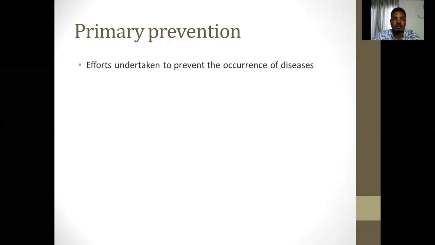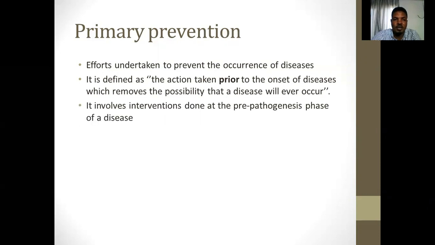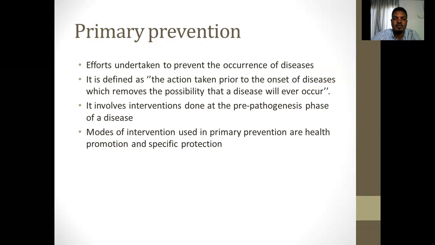So for primary prevention, we said that there are efforts undertaken to prevent the occurrence of diseases. They are defined as the action taken prior to the onset of diseases, which removes the possibility that a disease will ever occur. It involves interventions done at the pre-pathogenesis phase of a disease, that is just before the disease is beginning. Modes of intervention include health promotion and specific protection. It also involves the concept of positive health change.